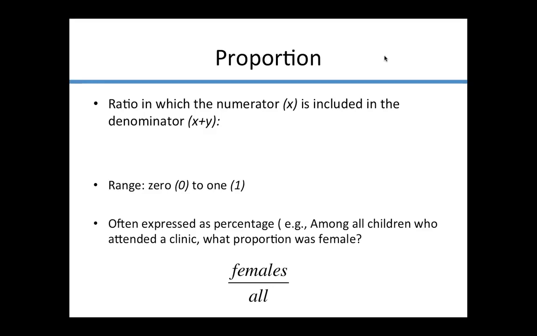Now, a proportion is a ratio in which the numerator is included in the denominator, just like the example we just gave. And the range of this type of ratio is 0 to 1. For example, you can't have more than 100% female in any population, and you can't have less than 0% female in any population. So the range of a proportion is 0 to 1. And it's often expressed as a percentage. For example, among all children who attend a clinic, what proportion was female?